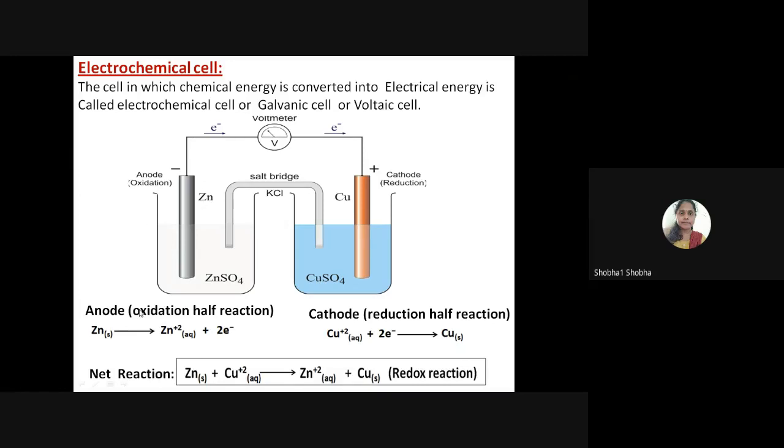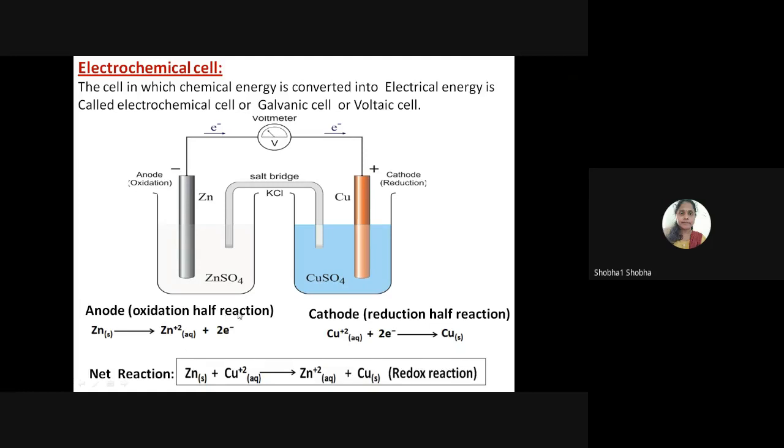So zinc undergoes oxidation. Therefore, this electrode is named the anode, and the oxidation half reaction is given here. Zinc solid is converting into zinc plus 2 ions and 2 electrons. Whereas at the cathode, the half reaction is copper plus 2 ions accepting 2 electrons to convert into copper solid. Solid means it is deposited onto this rod. Okay, solid you can see.